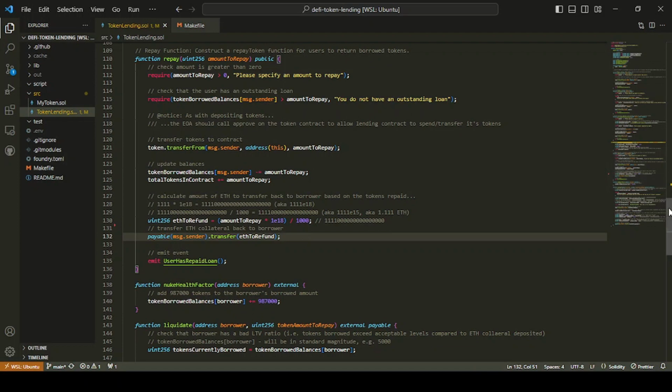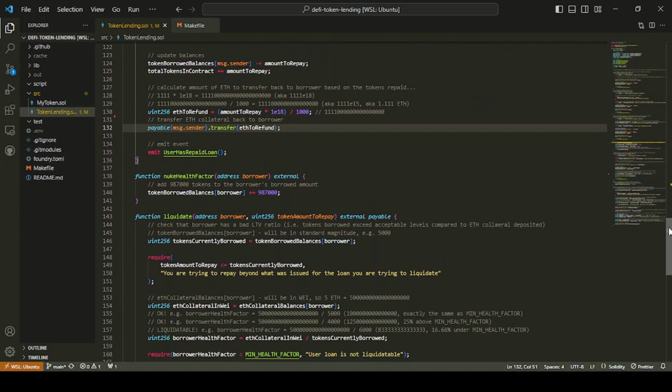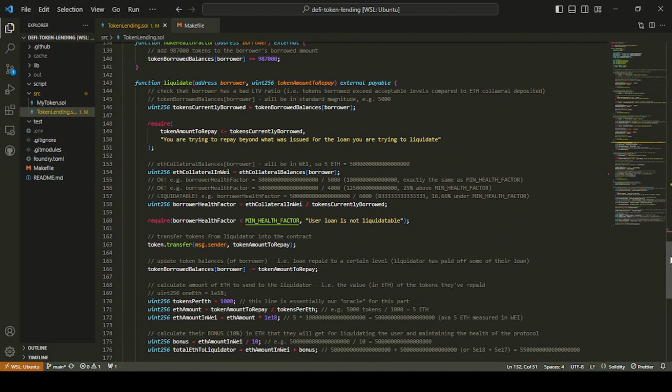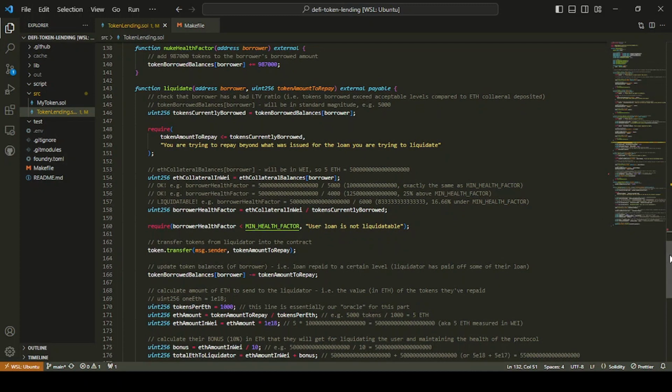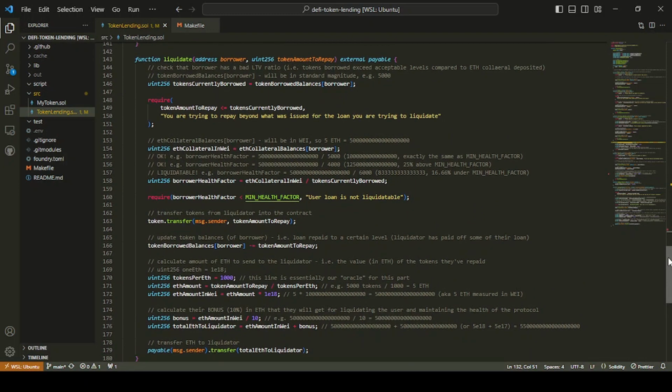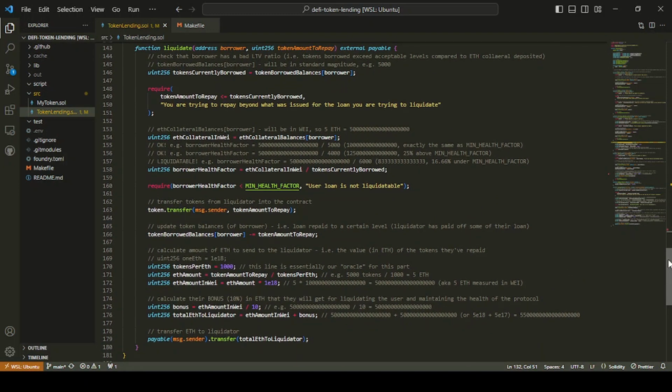And let me see now. Okay, so I'm going to ignore the nuke health factor for one second. We'll come back to that anyway. But we're going to look at the liquidate function here. As you can see, the liquidate function is larger, and I have lots of comments throughout it, and I'm going to go over it with the comments.